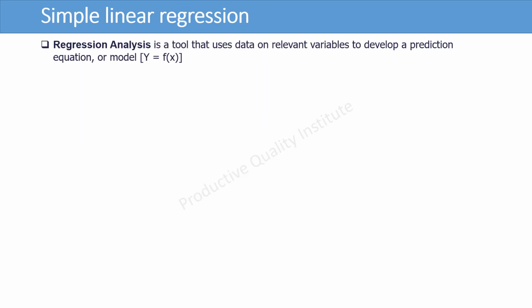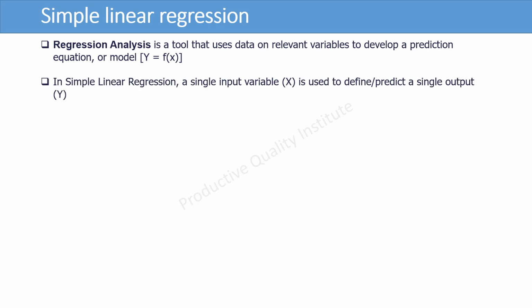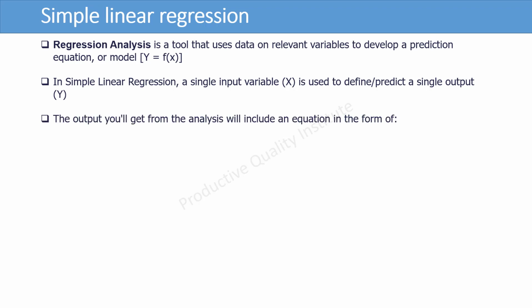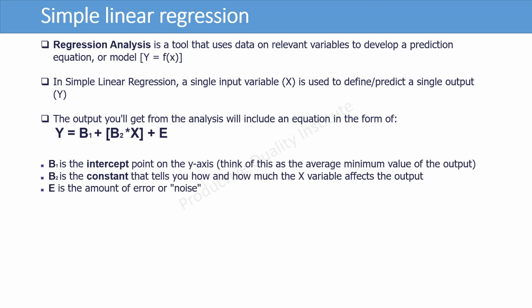Regression analysis is a tool that uses data on relevant variables to develop a prediction equation or model, y equals f of x. In simple linear regression, a single input variable, x, is used to define or predict a single output, y. The output you will get from the analysis will include an equation in the form y equals b1 plus b2 times x plus e.